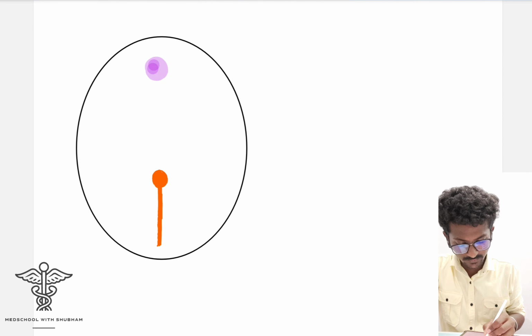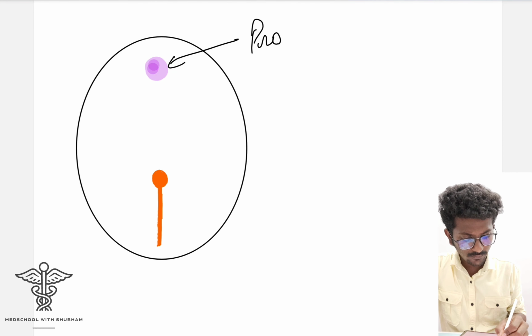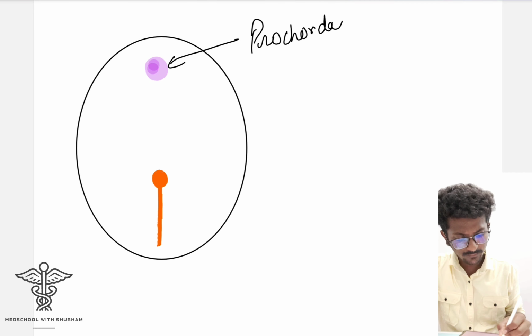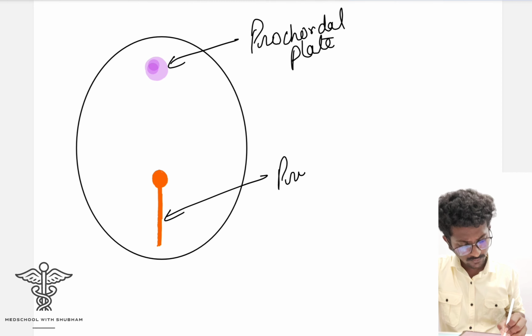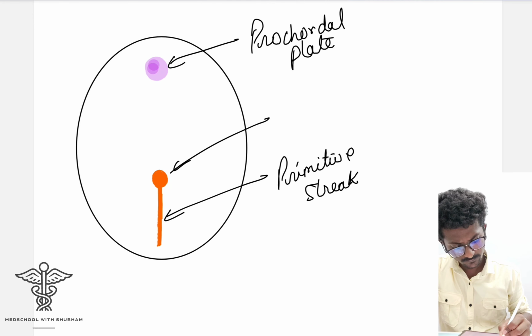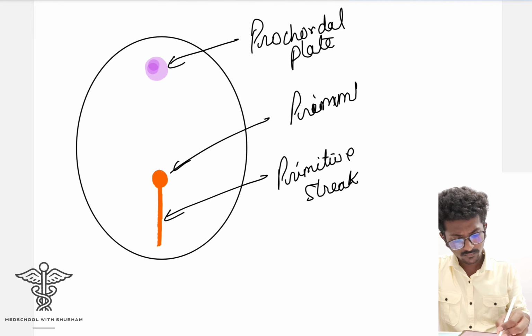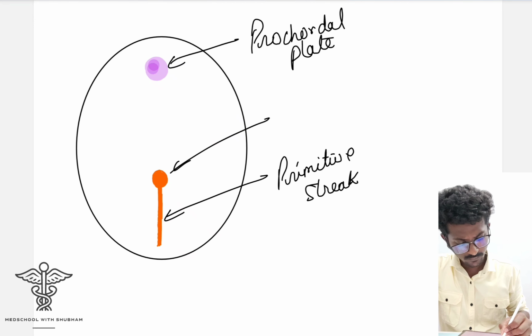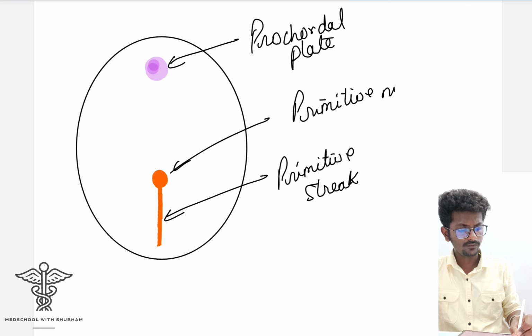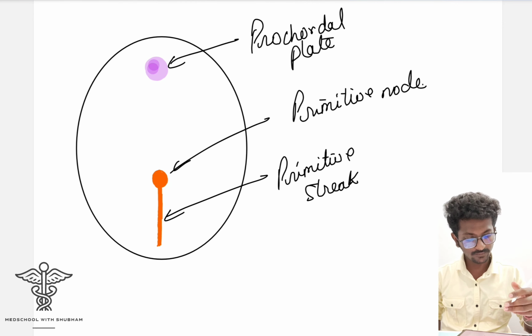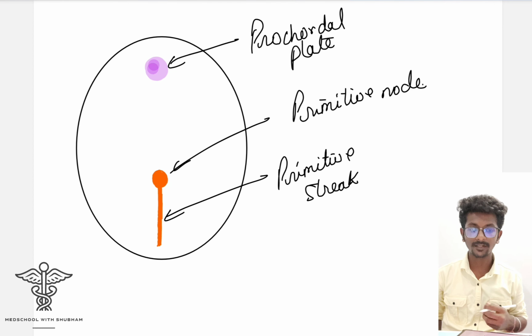Okay, so let's name this. This is the procaudal plate. This is the primitive streak, and this is the primitive node. Now what is the significance of the procaudal plate, primitive node and primitive streak?